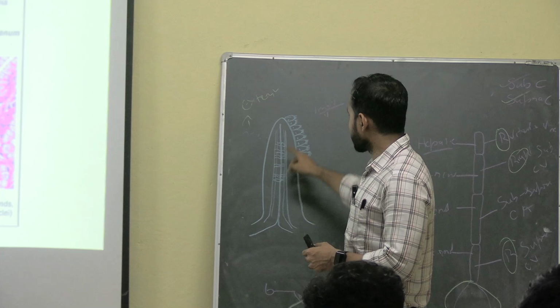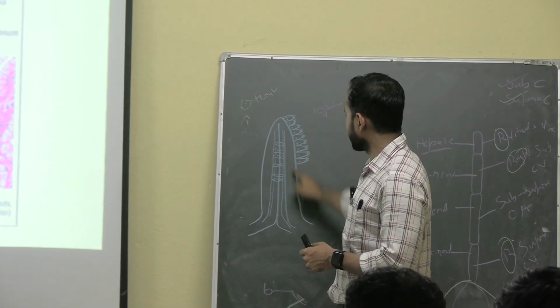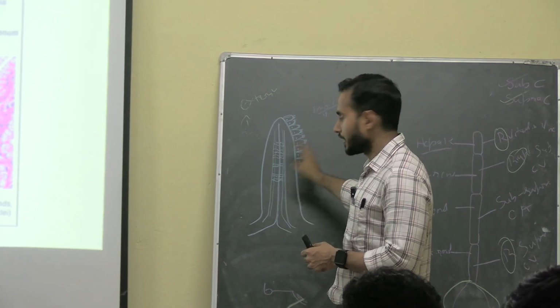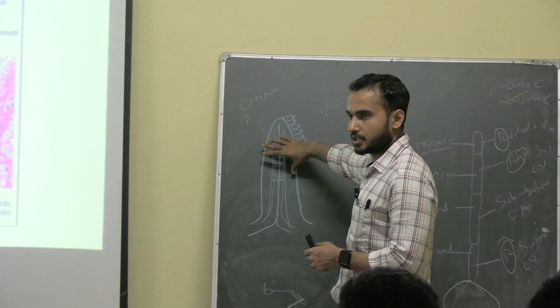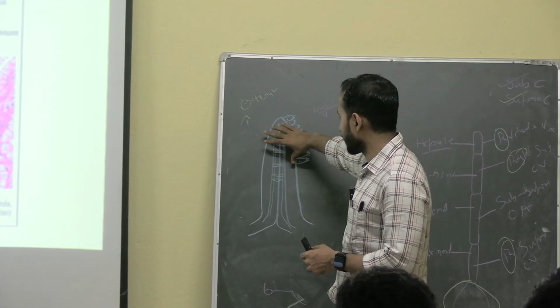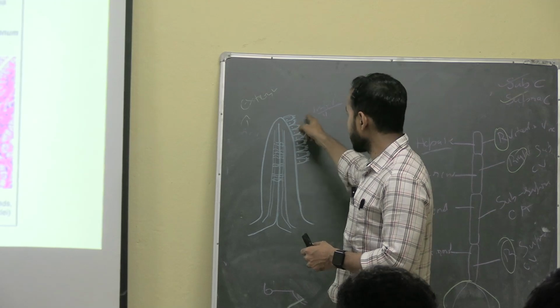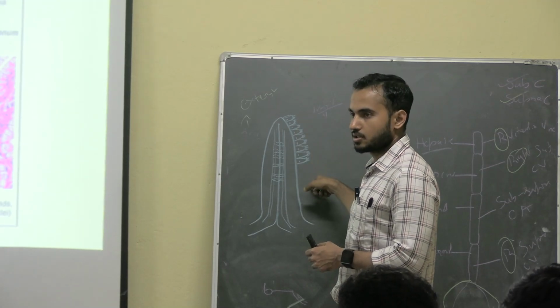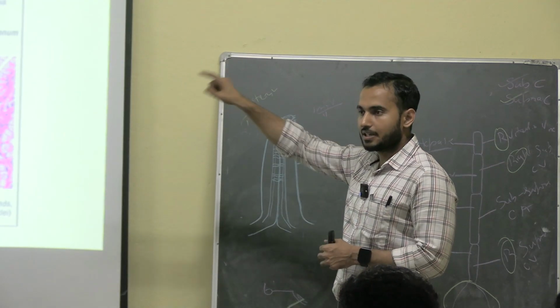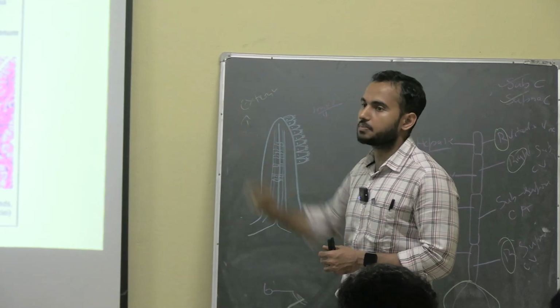Next, the central core of the villus is made up of connective tissue. On the outer aspect, we get the lining epithelium, and over the lining epithelium, we get microvilli. So this is the orientation of the villi and microvilli along with the lining epithelium.